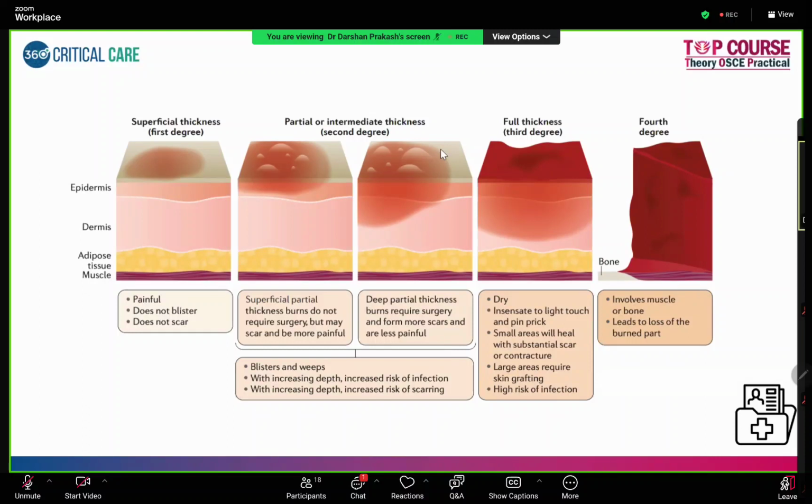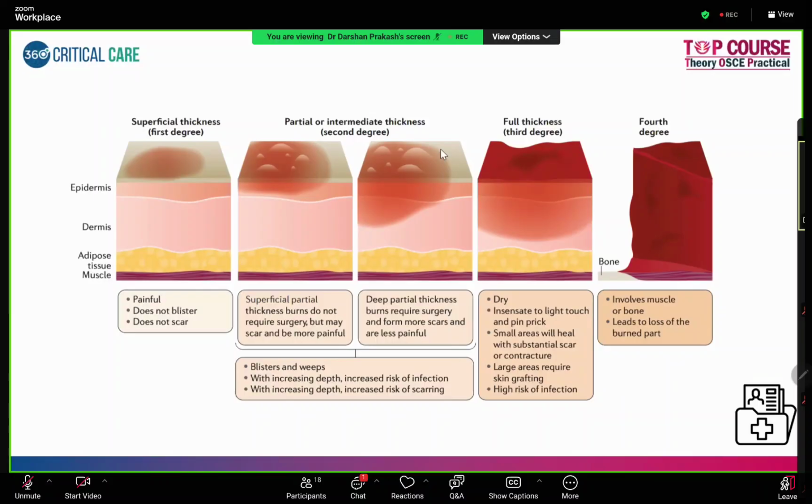They involve deeper parts of the dermis. Usually, the adipose tissue is not involved. They are insensitive to touch and pain. Such burns do not have a lot of pain. But usually, they are going to involve a larger area of the skin, and the recovery phase of such burns would be delayed and slow, probably requiring even skin grafting. Because it involves the deeper dermis layer, the chances of infection in such burns will be higher.